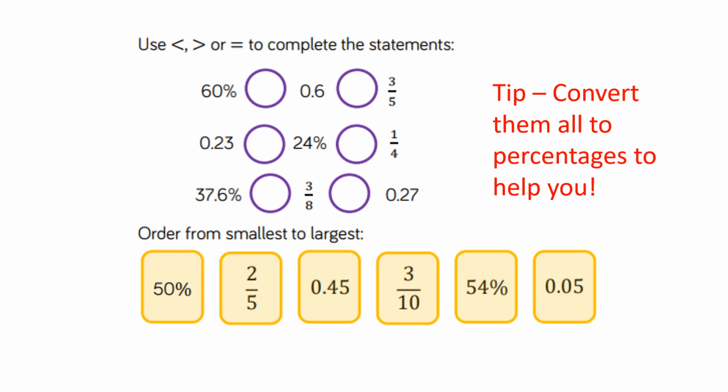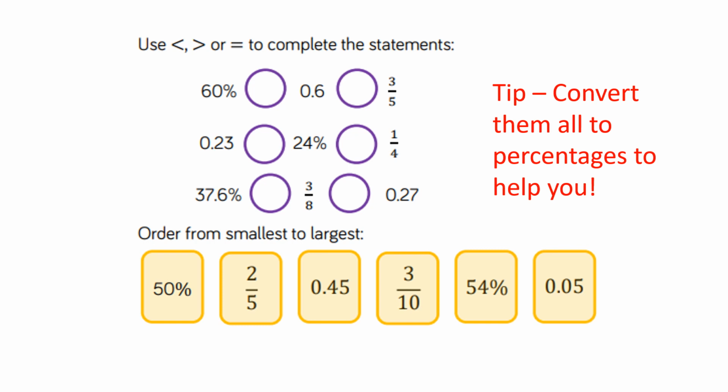Again, we're using less than, more than, or equals, but in this one we're comparing 3 different numbers. So we've got 60%, 0.6, 3/5, then we've got 0.23, 24% and 1/4, 37.6%, 3/8 and 0.27. And again, for that I suggest that you convert them all into percentages first. Now the third one there, 37.6%, 3/8 and 0.27, is a little bit more tricky. So I'm going to give you a little clue.